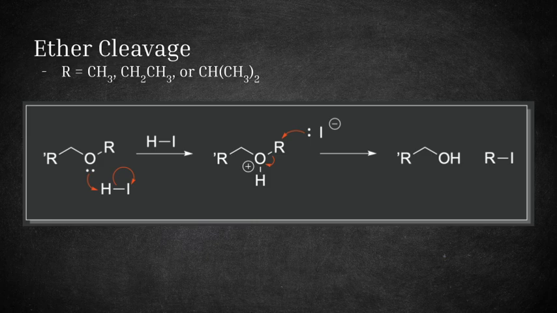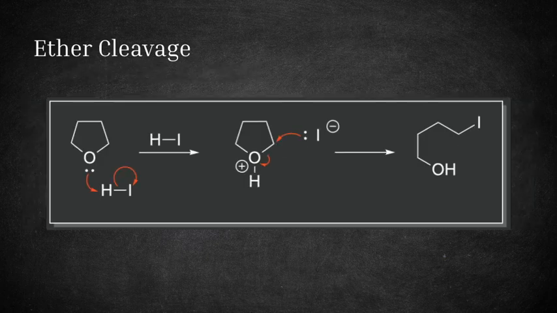For non-cyclic ethers, this reaction produces 2 separate products, an alcohol and an alkyl iodide. In contrast, for cyclic ethers, the nucleophilic attack results in a single product containing both the alcohol and the halide.